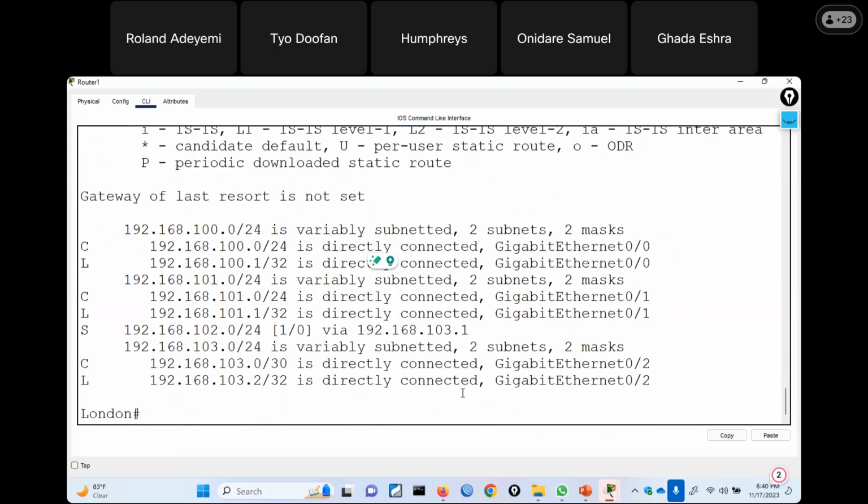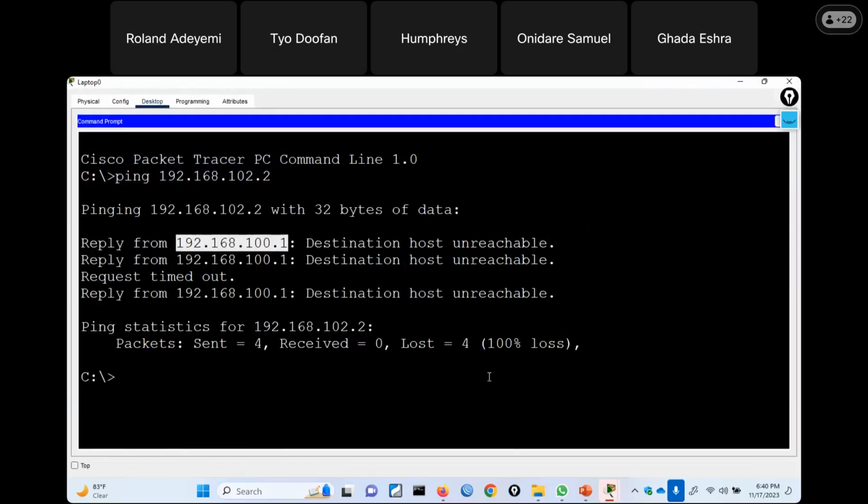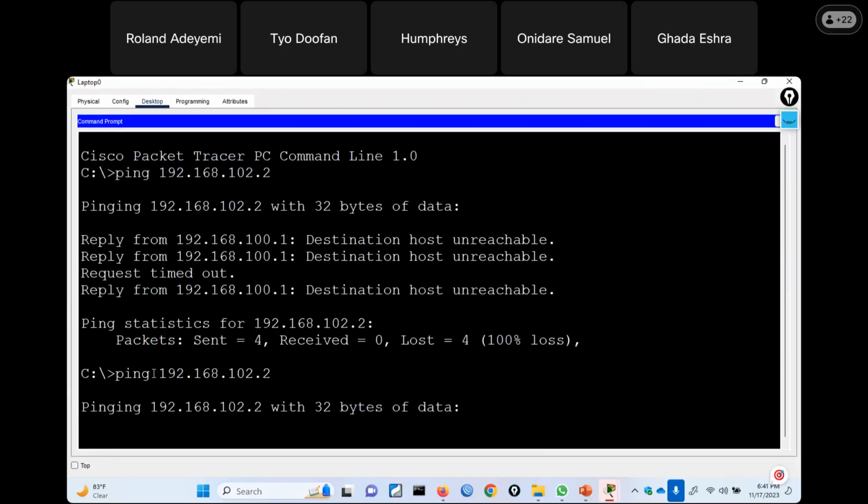Now that this router has that in its routing table, can we ping that destination? Let's try again, because now we've informed the router about the whole network, so we can ping anybody on that network. So can we ping this person on that network?